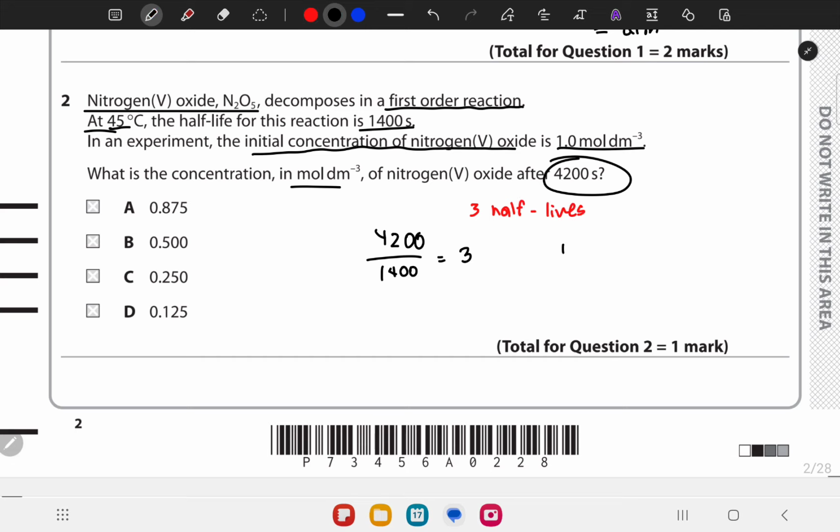So 3 half-lives. The initial concentration is 1. After 3 half-lives, the concentration would be 1 times half cubed, which would be 0.125. D is our answer.